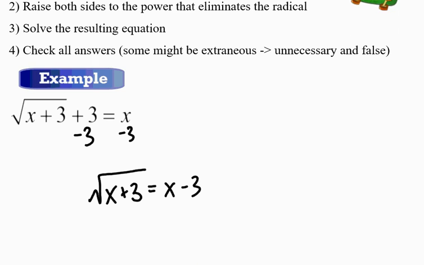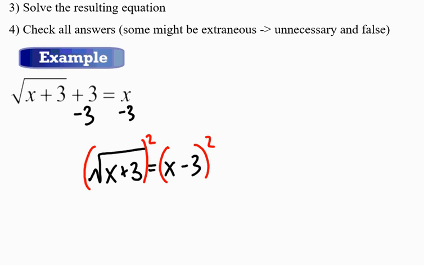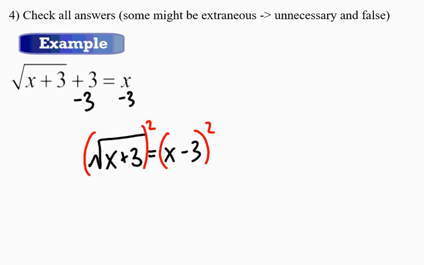Now I need to undo the square root. How do I do that? I raise both sides to the power that eliminates the radical. And this one would be to square both sides. So I need to square both sides. When I square a square root, these cancel each other out. So this square and this square root cancel each other. I'm left with x plus 3.